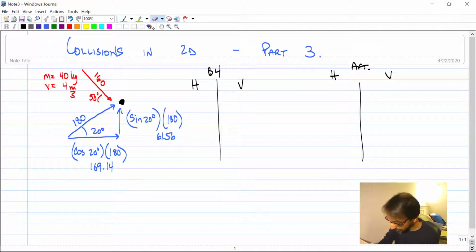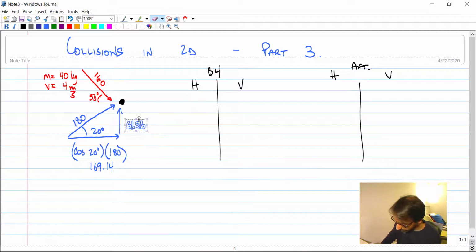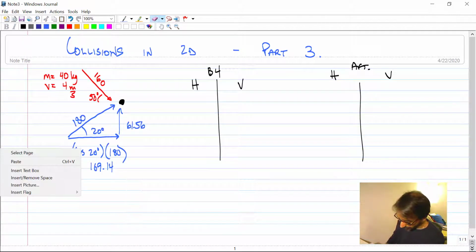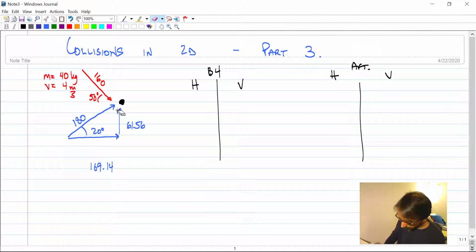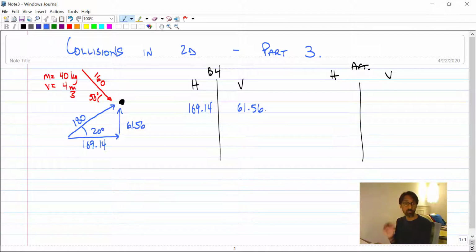And again, I'm just going to give myself a little bit of space, so I'm going to erase that and move this over here. This is just to give me some space. And so horizontally, I've got 169.14. Vertically, I've got 61.56. Both are positive values. One's going to the east, one's going to the north.